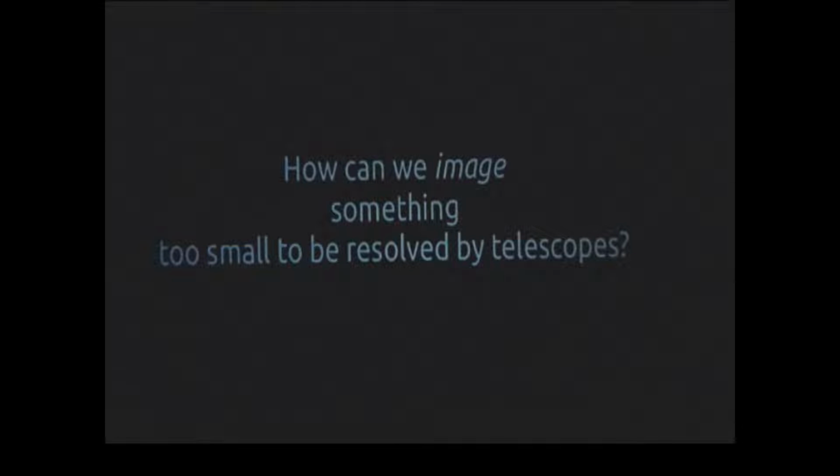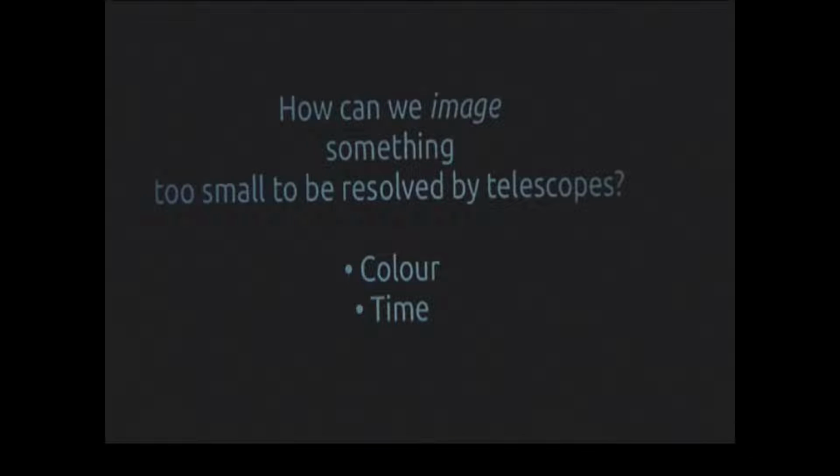So the question is, how can we get an image, or understand or get information about something that is too small to be resolved with telescopes? Even if we had a kilometer-sized telescope like an interferometer, even that is not enough. So then we have two things that we can use. They may sound a bit strange, but one of them is color, or wavelength, and the other one is time.